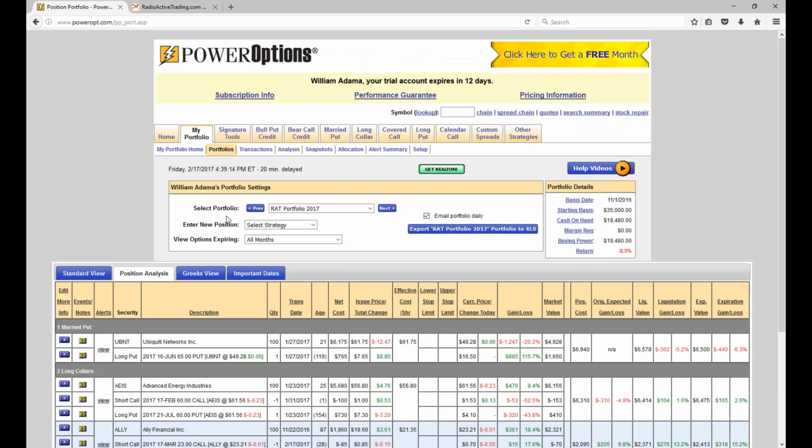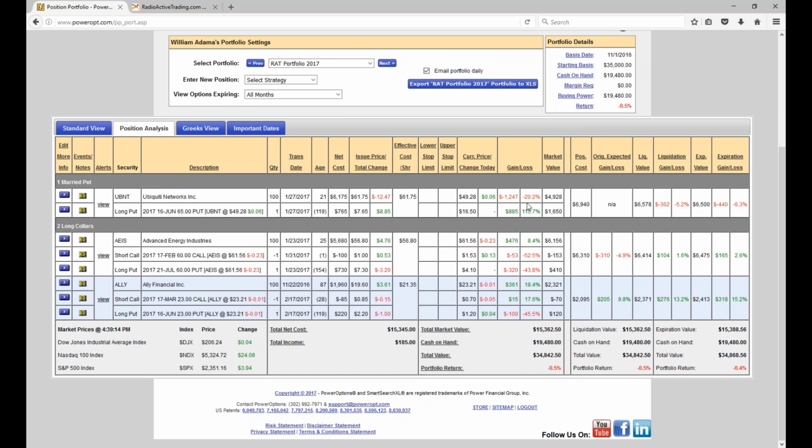So let me see here. Go to that. I don't know if you were looking here. Yeah, I do have a 20% loss on UBNT right now. It dropped from 61.75. Well, I got in at 61.75. It went up to 64, and now it's down at 49.28 after the earnings. And I'm okay with that.